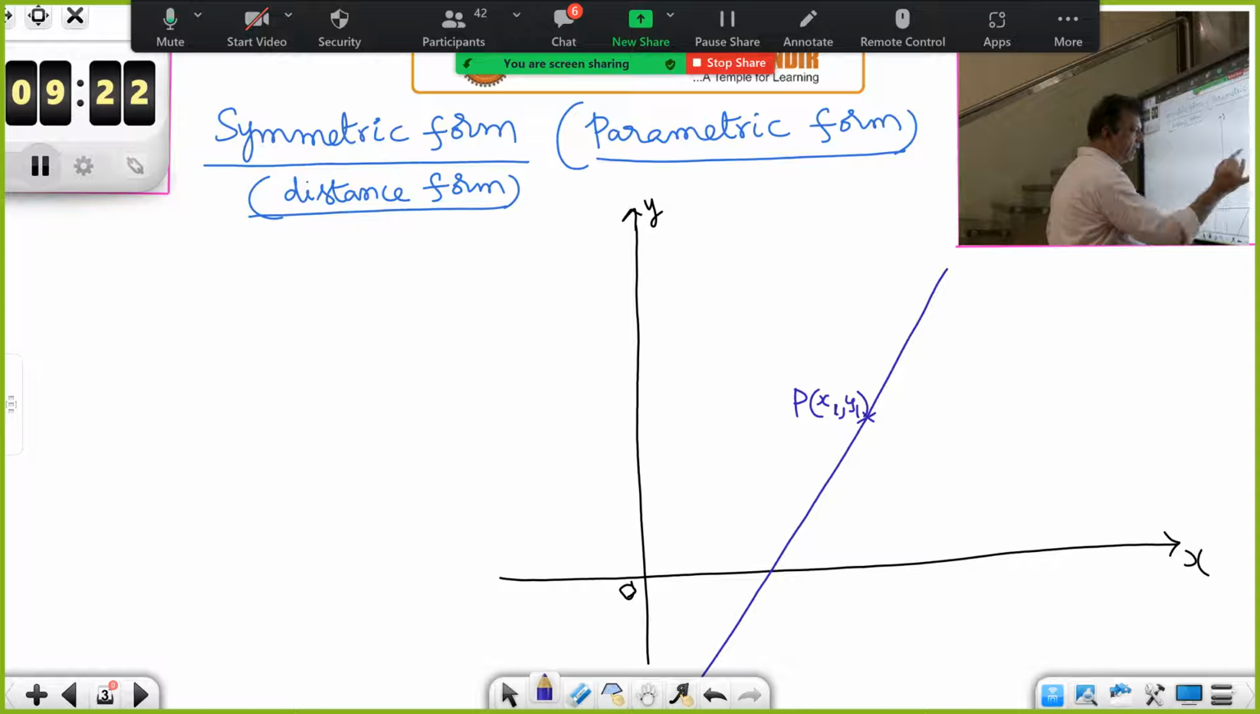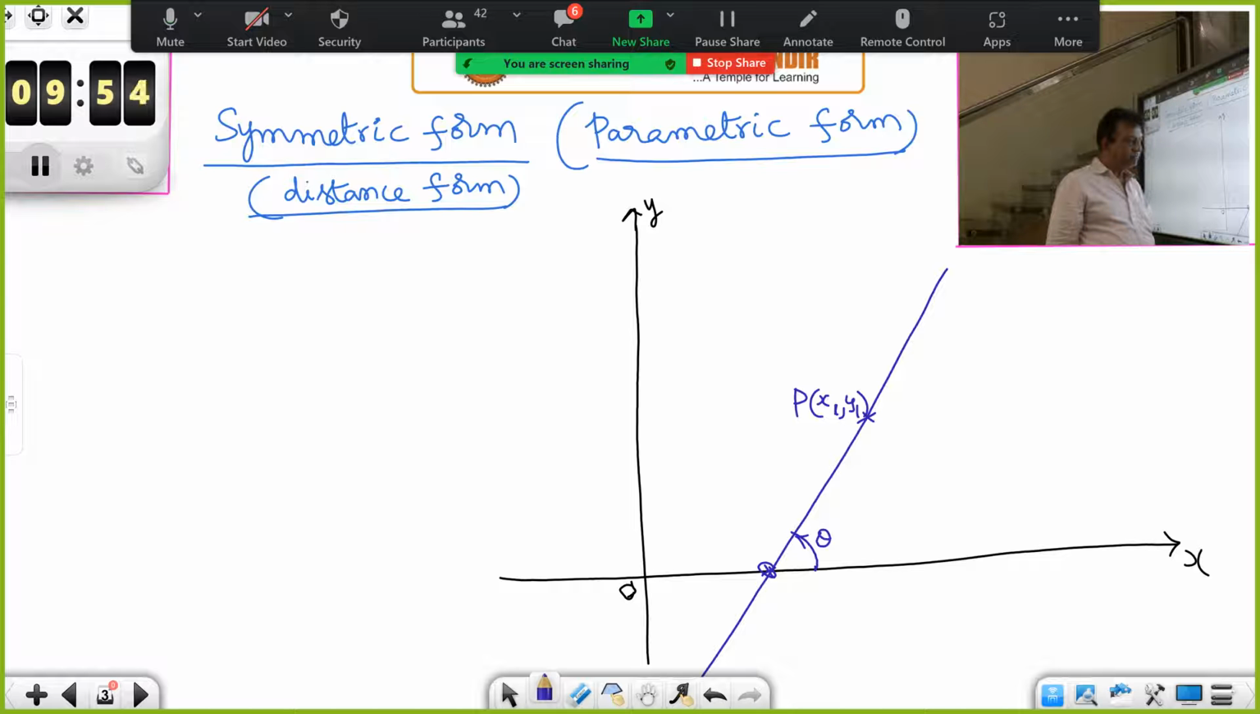A point on the line is given, and also the inclination of the line is given. Inclination of the line means the line is intersecting the x-axis here. Starting from the x-axis, we have to go in the anti-clockwise direction. Whatever is the angle, that is called the inclination of the line, say theta. Inclination of the line is theta, means tan theta is the slope of the line. Okay, so inclination is given.